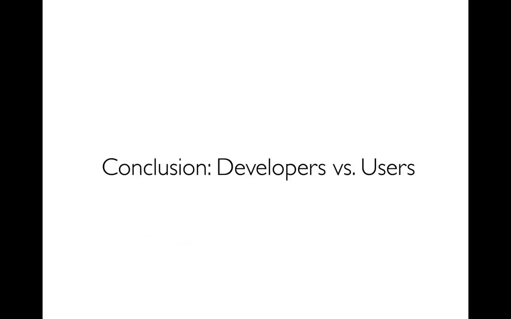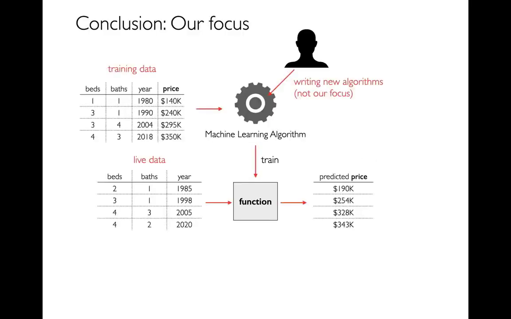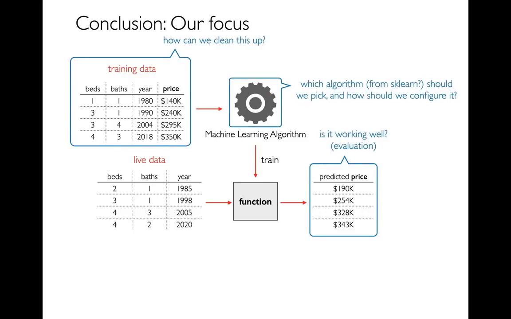To conclude this video, I just want to talk about the difference between developers and users, and who we are. When I'm looking at this picture, I'm feeding all this training data into a machine learning algorithm, and that's giving us a function we can use to make predictions. There are people who either develop new algorithms or write and optimize code for existing algorithms. We'll do a tiny bit of that, but that's not our focus. We aren't trying to do machine learning research or come up with novel ideas. We aren't developers. Instead, we're going to be users of machine learning algorithms that come in sklearn.